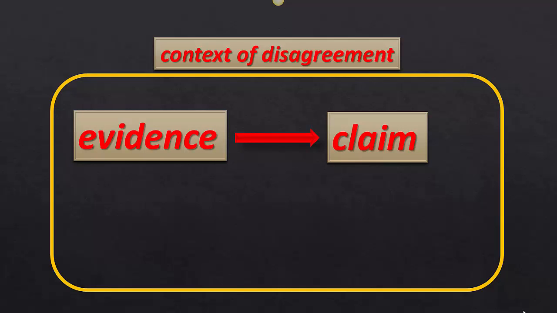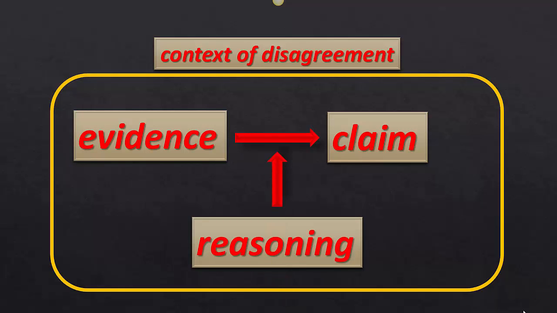If the evidence doesn't support the claim, then we're not going to have a functional argument. But we can't just leave it at this, because how do we know that the evidence is relevant to support the claim? That's where the reasoning comes in. The reasoning is going to provide the bridge so that we know if the evidence is true and the reasoning makes sense, then by logical extension, we should accept the claim.